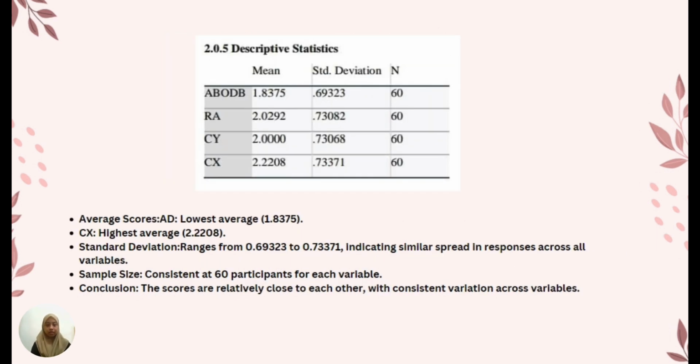Then the descriptive statistics overall. For average score, AD has the lowest average, which is 1.8375, and C has the highest average, which is 2.2208. The standard deviation ranges from 0.69323 to 0.73371, indicating a similar spread in responses across each variable. Sample size is consistent at 60 participants for each variable. The scores are relatively close to each other, with consistent variation across the variables.